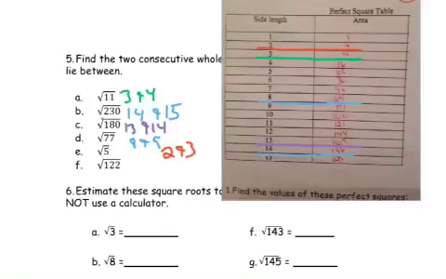And lastly, the square root of 122 is in between 121 and 144. So my side length would have to be in between 11 and 12. So all you're doing is seeing what two consecutive whole numbers the square root would lie in between.